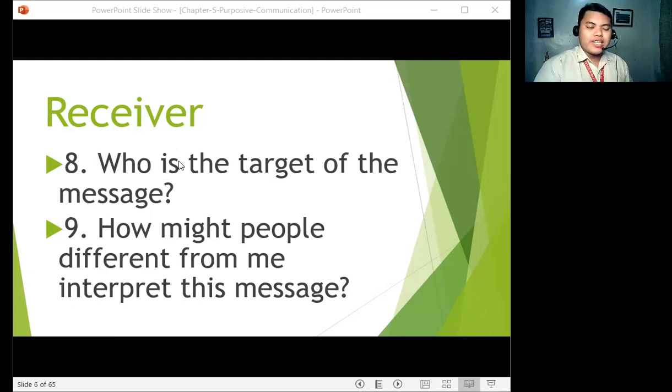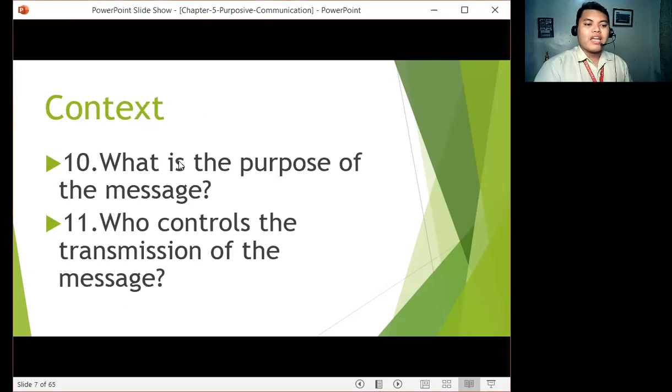And the last one is context. So the last point that we need to consider in evaluating an image or a message is the context. What is the purpose of this message? Is it for information only? Just for advertisement? Persuasion? To educate me? You need to identify the purpose of the message.